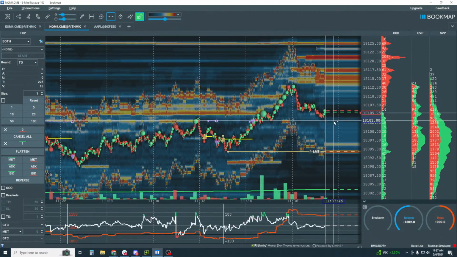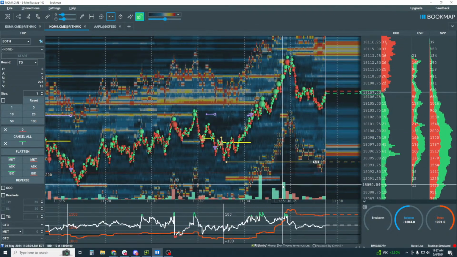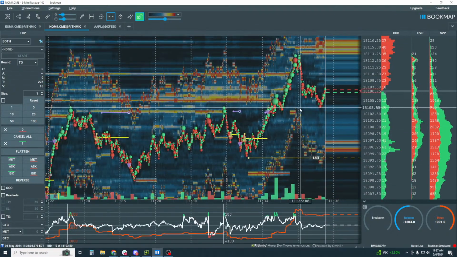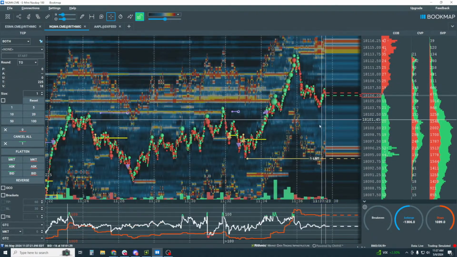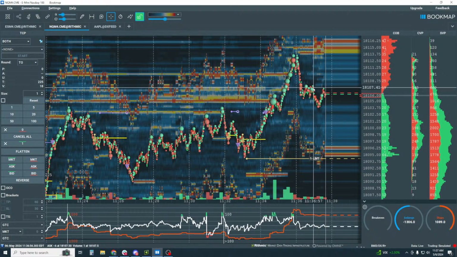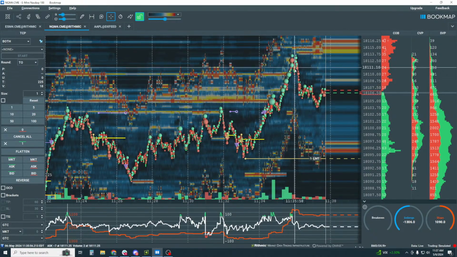So let's see if we get another one in here. Okay, now we know there's more buying in here. But since it's choppy in here, we're looking for sellers. We're looking for rejection. We're looking for stops. Now we know this is a big stop run here.